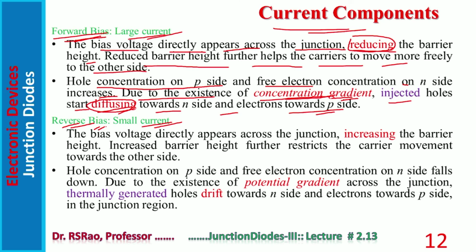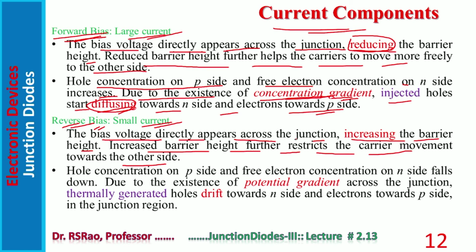Now we consider reverse biased condition. The bias voltage directly appears across the junction, increasing the barrier height. Increased barrier height further restricts carrier movement towards the other side. In the earlier case, it is a reduction in barrier height. In the present case of reverse bias, it is an increase in the barrier height.